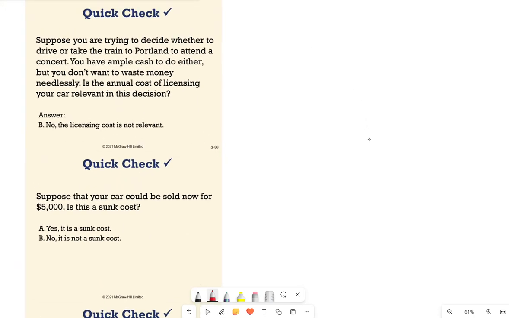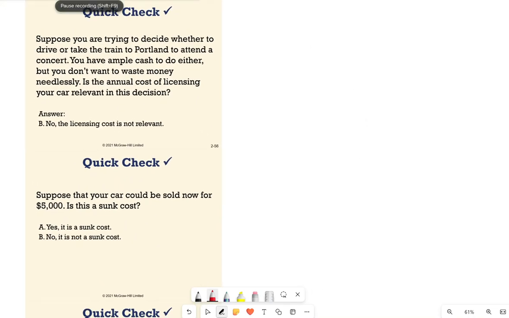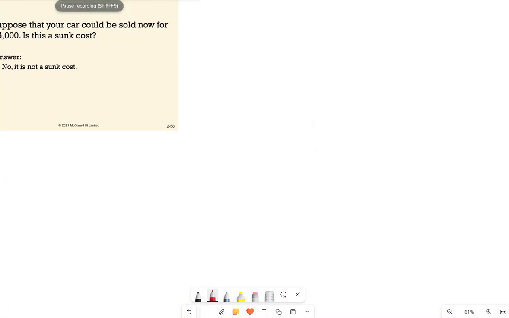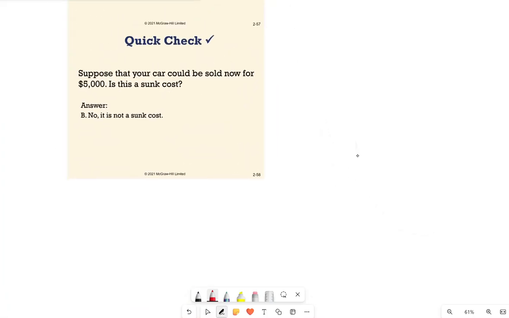Going further, the sunk cost is something that already happened. Suppose that your car could be sold now for $5,000. Is this a sunk cost? No, it is not. We haven't spent the money. Buying the car is a sunk cost, but selling the car is not a sunk cost.